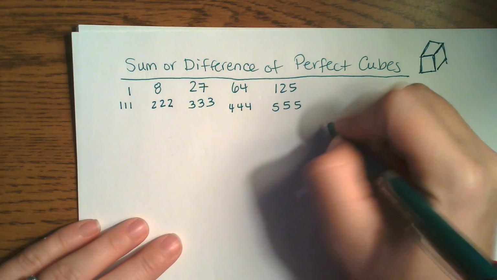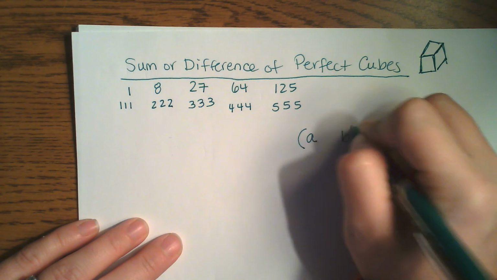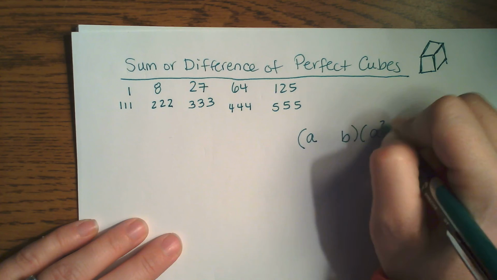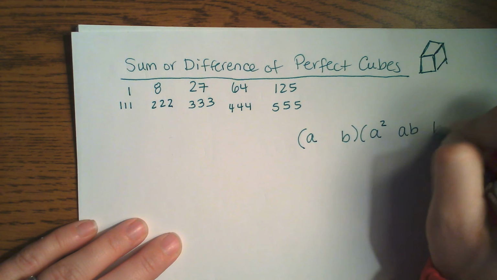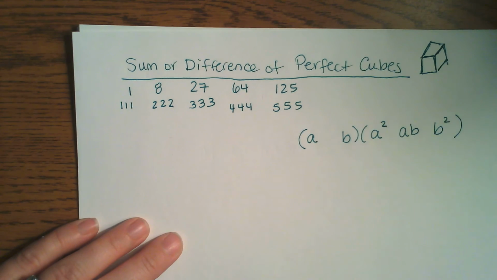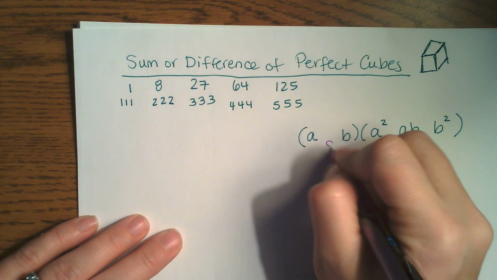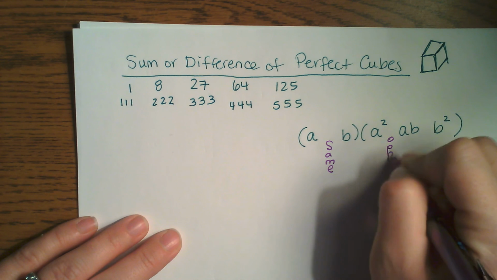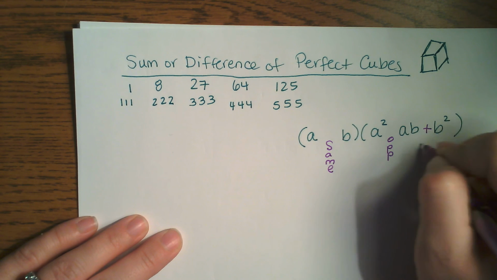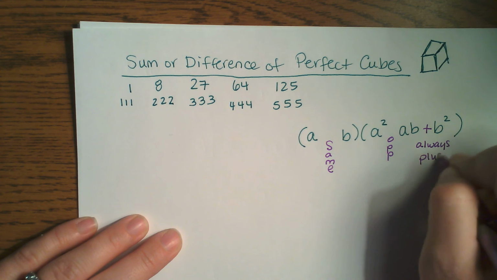There is a formula for this. It is (A, B)(A squared, AB, B squared). The signs are the same, opposite, always plus.